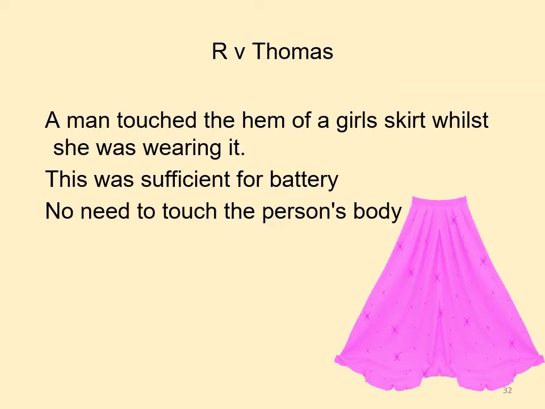So R and Thomas, first of all. In this case, a man touched the hem of a girl's skirt. So the hem is the bit which just goes around the bottom here, where you turn over the raw fabric and stitch it up to make sure that your fabric doesn't fray or anything like that. And it was held that touching just the very bottom part of her clothing was sufficient for battery. There was no need for physical contact to the person's actual body.